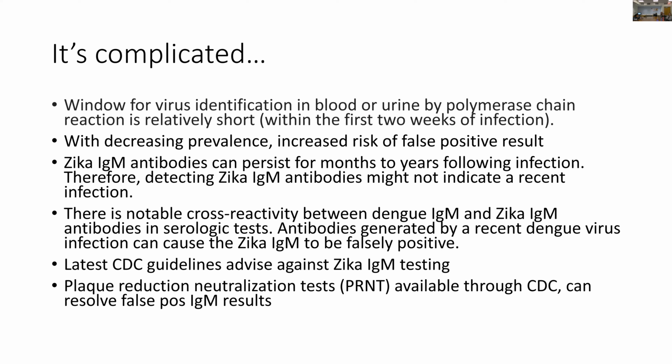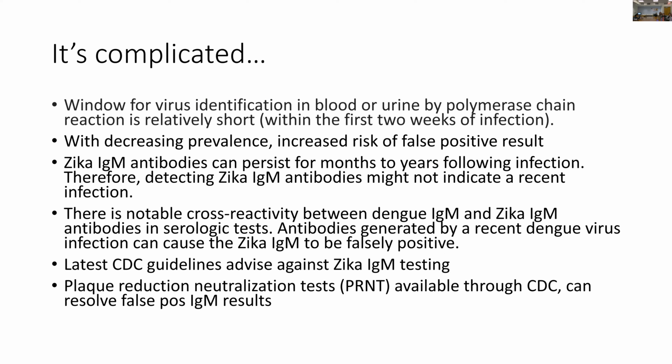Another complication: there had been that big Zika outbreak, but now it's less common. With lower prevalence, there's an increased risk of your test result giving you a false positive. Which brings us to the whole issue of the IgM antibodies. We know that IgM antibodies can persist for months to years following an infection. So if they test positive for IgM, they might not have had an infection at any point during this pregnancy. It might be there from years ago.